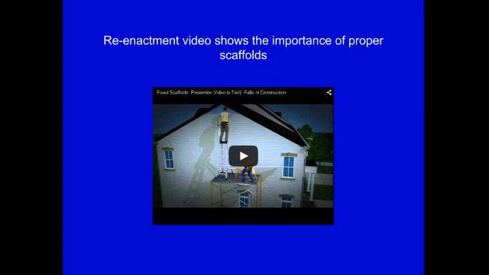Here is a video reenactment of someone who is working on a residence. They're applying some siding. They're going to make some mistakes.